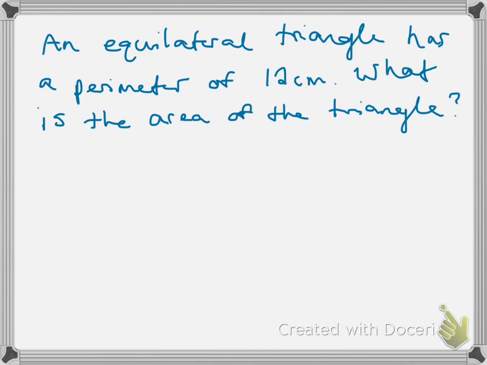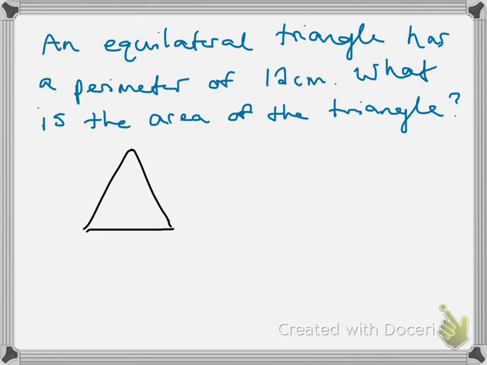Second question we're going to address today that also has to do with geometry says an equilateral triangle has a perimeter of 12 centimeters. What is the area of the triangle? So first off, let's just draw ourselves an equilateral triangle. Equilateral means all the sides are the same.